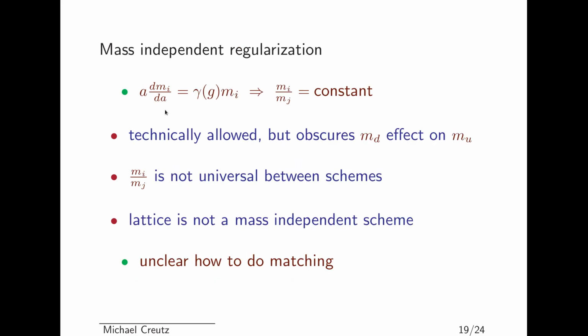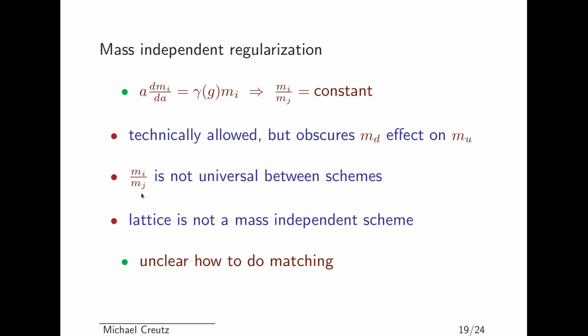Now, it is possible to force this, because it's only the first term in this gamma function for the renormalization group which is independent of scheme. And so you can force yourself just to look at the first term, and in that case, the way the masses flow is in fact independent of each mass, if I don't allow any non-diagonal terms in gamma. So technically you can do this, but it really obscures these effects I'm talking about here. The fact that the down quark can affect the up quark mass.